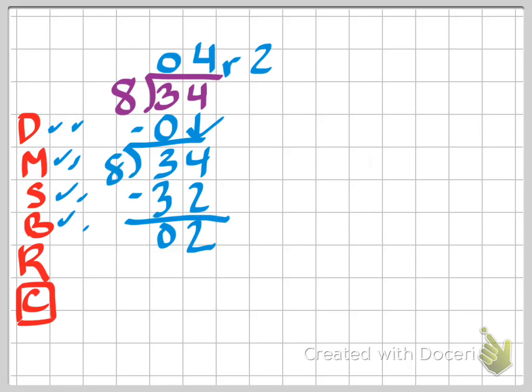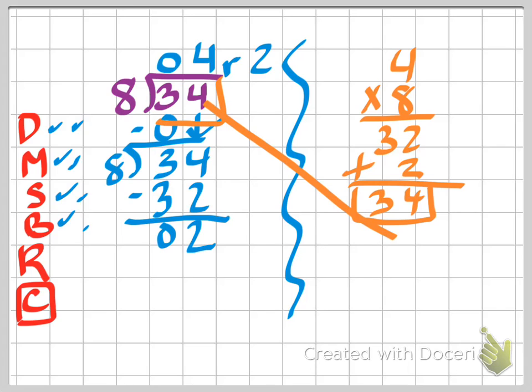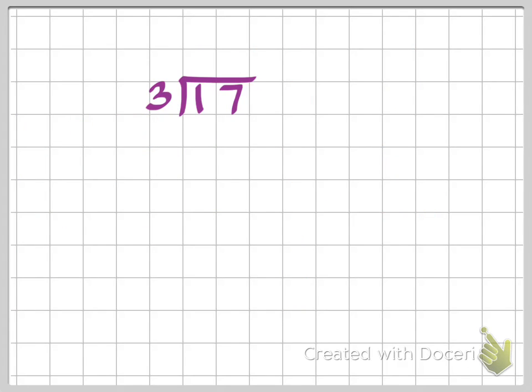Now we're not finished because we still have to check our work. So squiggle, squiggle, squiggle, and then we would say 4, our quotient, times our divisor, which is 8, and that gives us 32, but don't forget, you need to add your remainder. Okay, so there we have 34. Now we need to box it, connect it. It is correct. Yay! Alright, let's go ahead and take a look at the next problem.